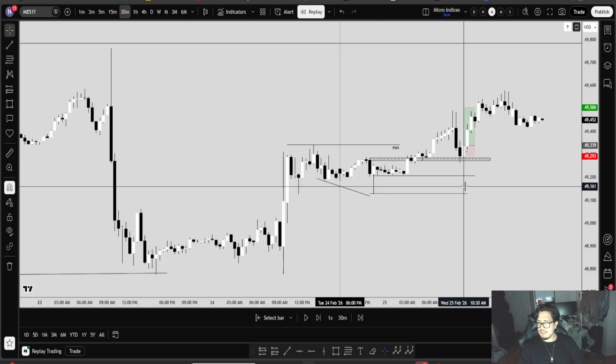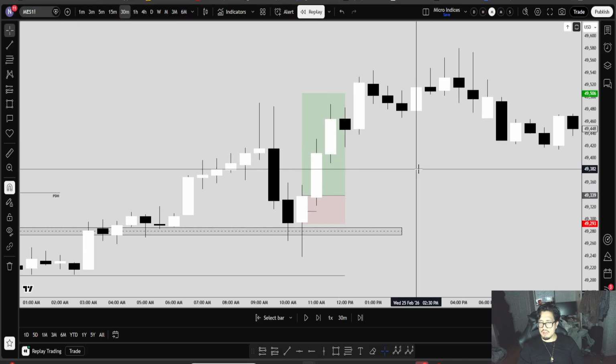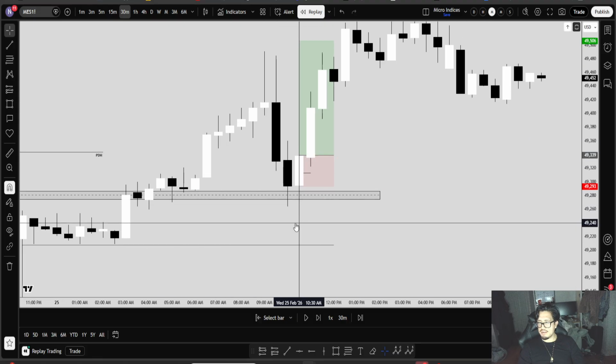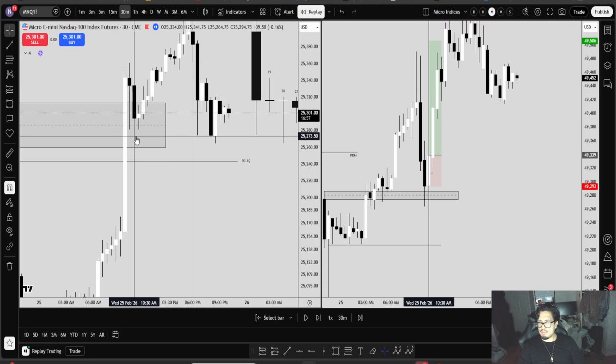Why did I do that? The C3 right here, this candle. If you're anticipating that, you can definitely, and we had an SMT here, right? So was there a PSP here?